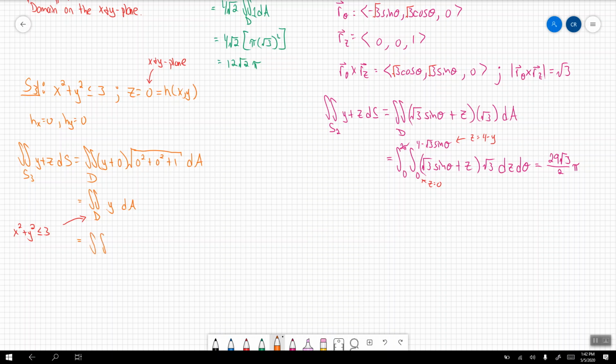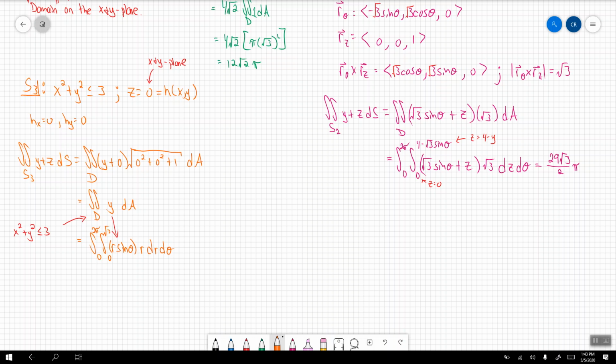Alright, so if I switch this to polar, then my y coordinate is just going to be r sine theta. Again, that's my y coordinate there. My dA, well, I need my Jacobian here, r dr d theta. Alright, not too bad. Now my limits of integration. Theta for this disk goes from 0 to 2 pi, and the radius is going to go from 0 to square root of 3.